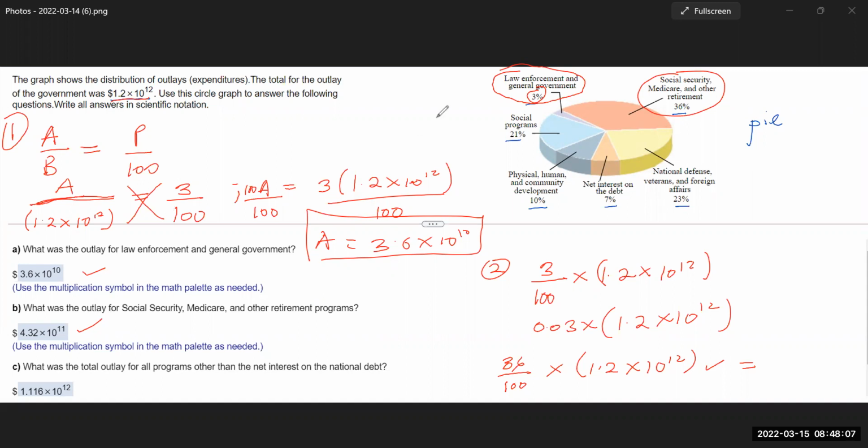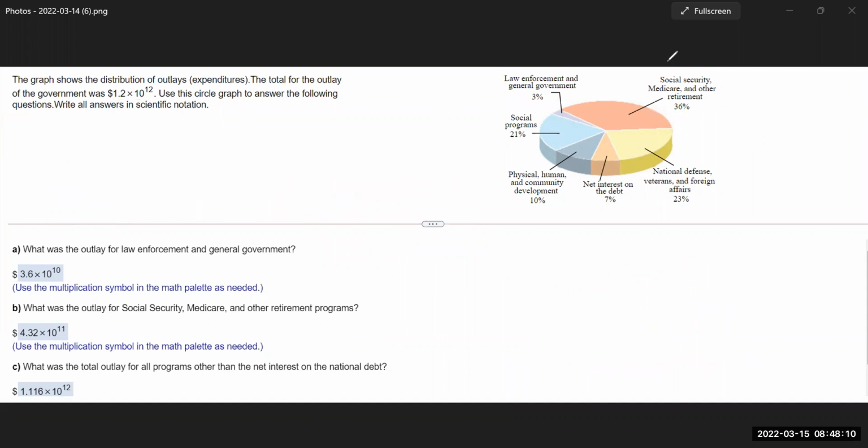So C. Now for C, you have to be a little careful. It says, what was the total outlay for all programs other than the net interest on the national debt? Let me underline that. Now, the net interest on the national debt was 7%. It says other than, so apart from the net interest on national debt, you want to look at all the others aside from that.